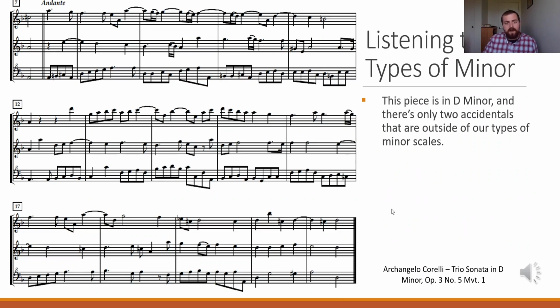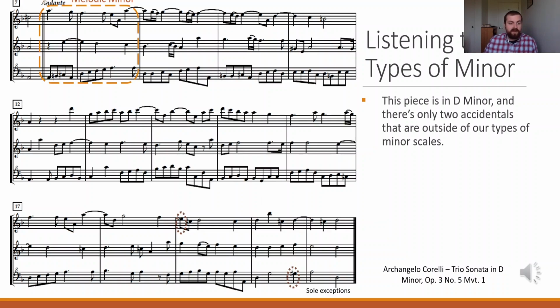So let's tie this together and look at an example. This piece here is in D minor, the key that we've been looking at throughout, and there's only 2 accidentals that are outside of our types of minor scales. Right here and right here. Every other accidental that you see is going to be related to one of our types of minor. So it's hard to find an example where there's absolutely nothing outside of one of these options. But this is actually pretty crystal clear in that it's mostly just the notes you'd expect in D minor.